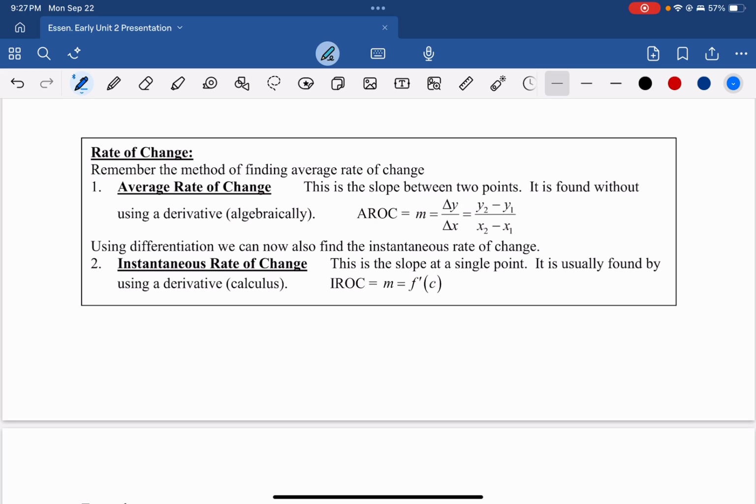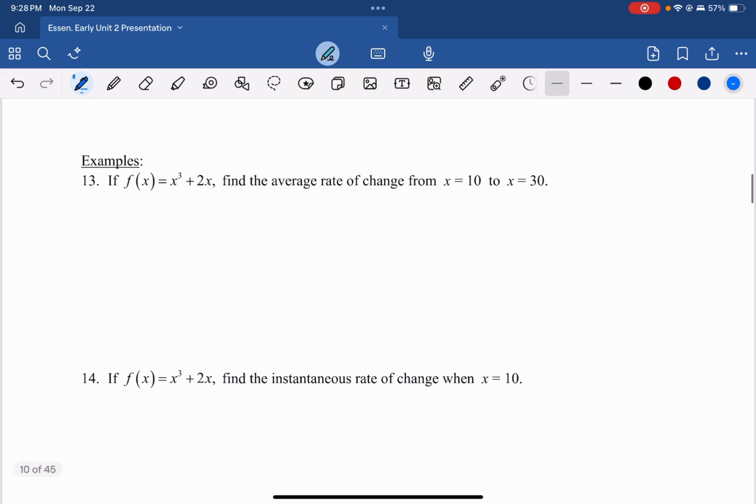Now that we know about differentiation, we can use that to find that instantaneous rate of change. Okay, we talked back in Unit 1 that before calculus, to find the instantaneous rate of change, we essentially have to find the average rate of changes close to the value we're looking for. Now, we can find the derivative and plug in that point value. Okay, so the instantaneous rate of change is the slope at a single point. It's usually found by using a derivative.